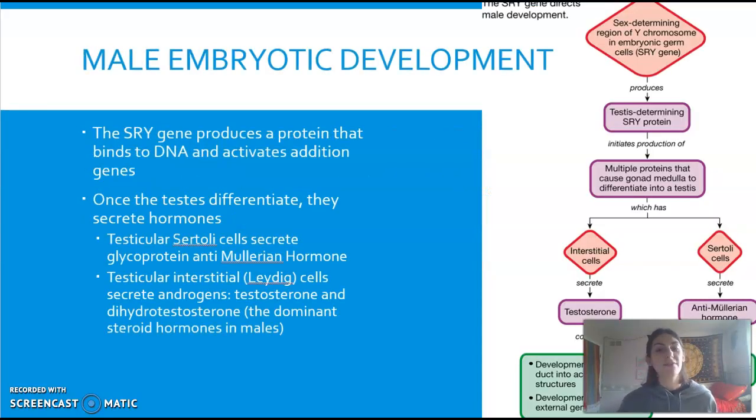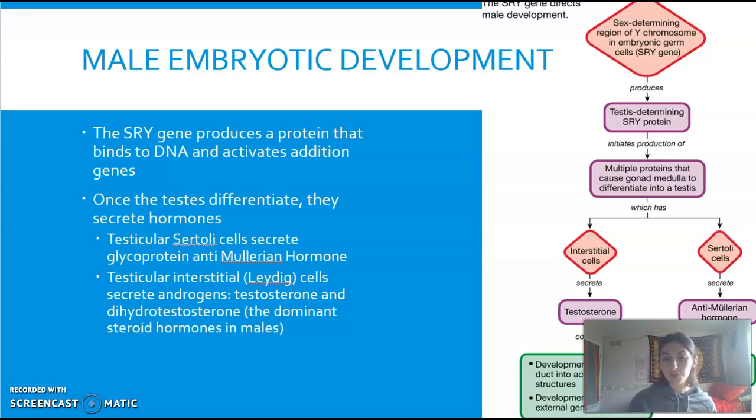For males specifically, their embryonic development is all about the SRY gene. The SRY gene produces a protein that binds to DNA and activates additional genes. Once the testes differentiate, they secrete hormones. Testicular Sertoli cells secrete a glycoprotein, anti-Mullerian hormone. Testicular interstitial Leydig cells secrete androgens, testosterone and dihydrotestosterone, the dominant steroids that are present in males.